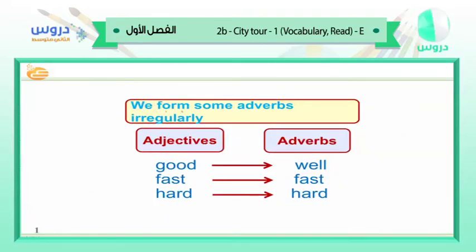Okay, we form some adverbs irregularly. We have irregular adverbs. For example, good, well. Fast, fast, the same. Hard, hard, the same. Okay? Good, well. Fast is the same. Hard is the same. You have to save it. Some adverbs are irregular. Okay?